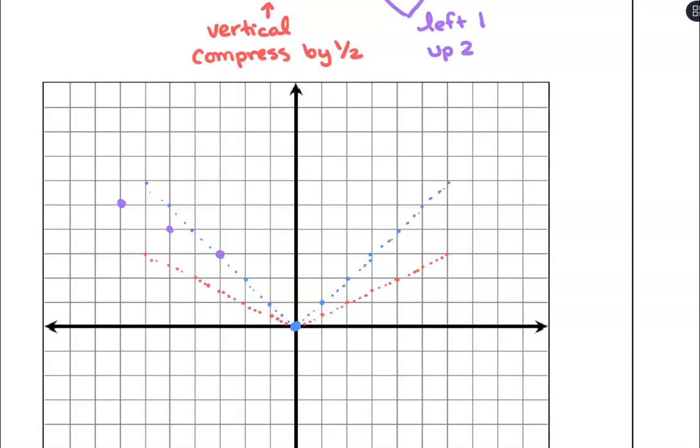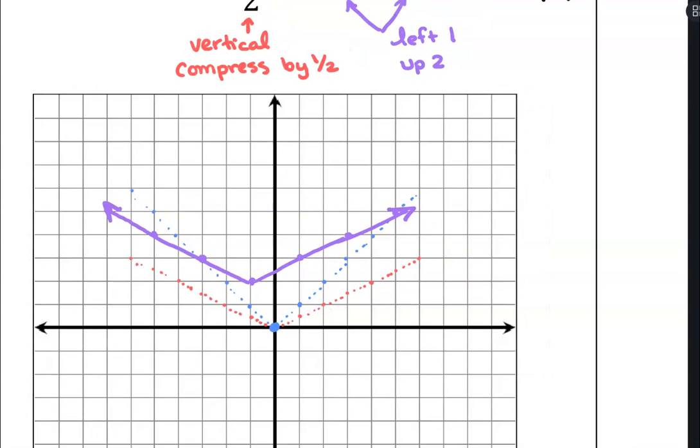Left 1, up 2. And left 1, up 2. And then we'll have that same slope of 1/2 on the other side, but in the other direction. And then we could go ahead and connect that. And here would be our graph, except I didn't get it exactly. Here we go. Okay. And then it continues on forever.